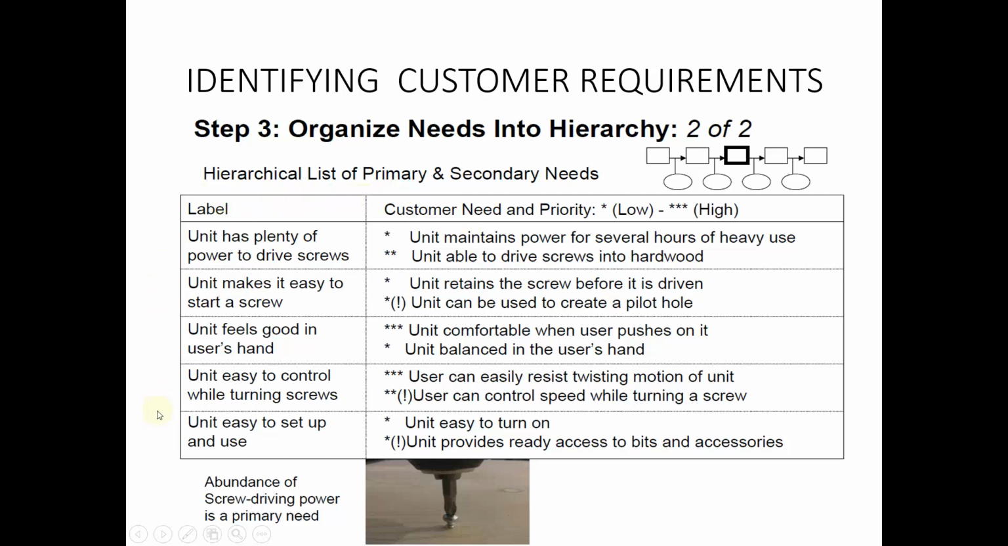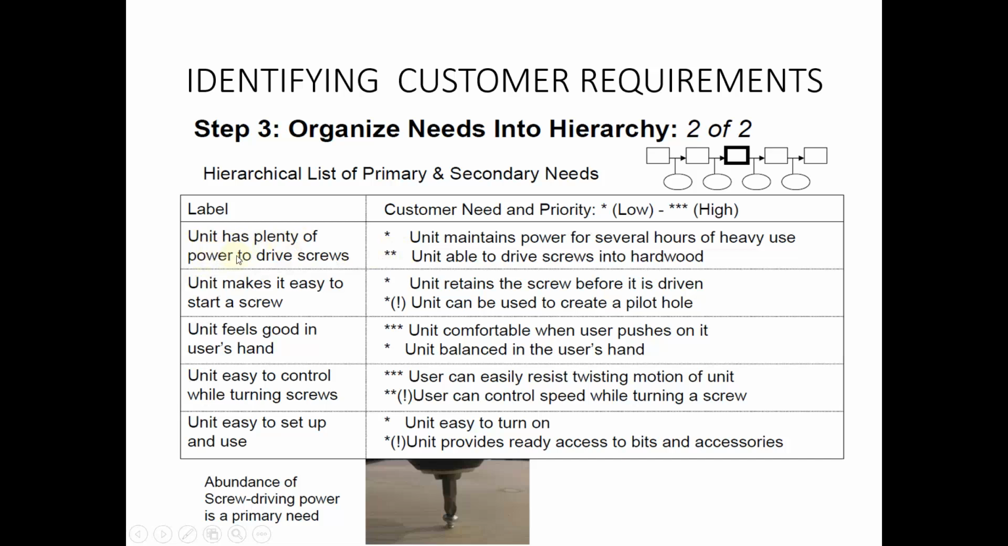So here is how the customer hierarchy is being listed. Now the screwdriver design is the requirement here. The label of each requirement is shown in the left-hand column, and here the customer priority is shown. Customer priority is either low, shown by a single star, or high priority, that is 3 stars. 2 stars means it is a medium priority.